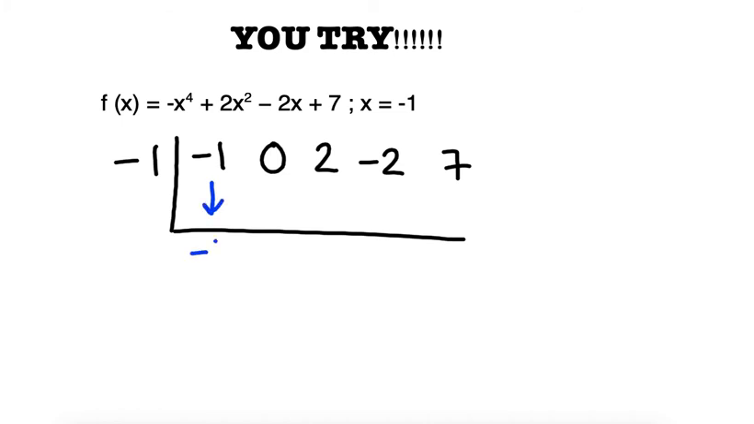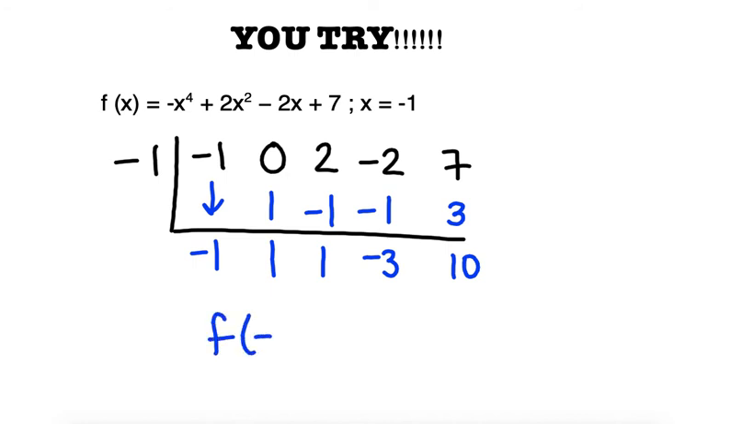First number comes down, we get a negative 1. Negative 1 times negative 1 is 1. Add down, we get 1. Negative 1 times 1 is negative 1. Add down, we get 1. Negative 1 times 1 is negative 1. Add down, we get a negative 3. Ooh, something different. Negative 1 times negative 3 is 3. Add down, we get 10. So basically, if you took this function and substituted in a negative 1 and evaluated it, you would get 10 as an answer.